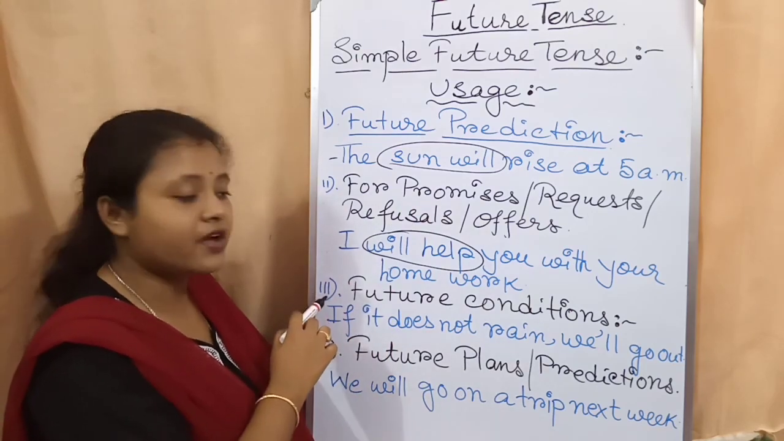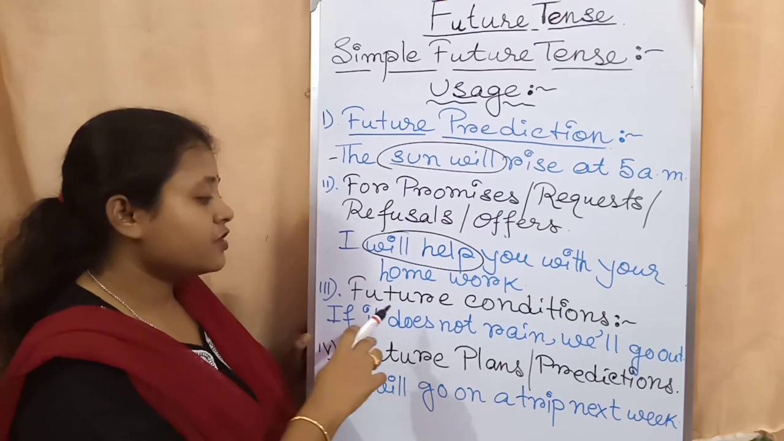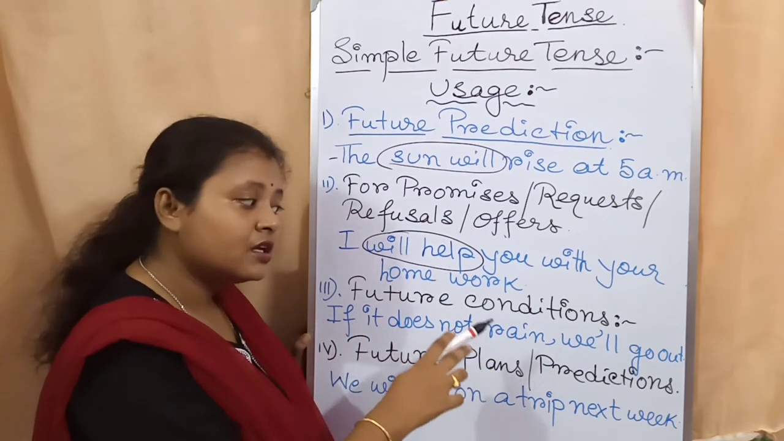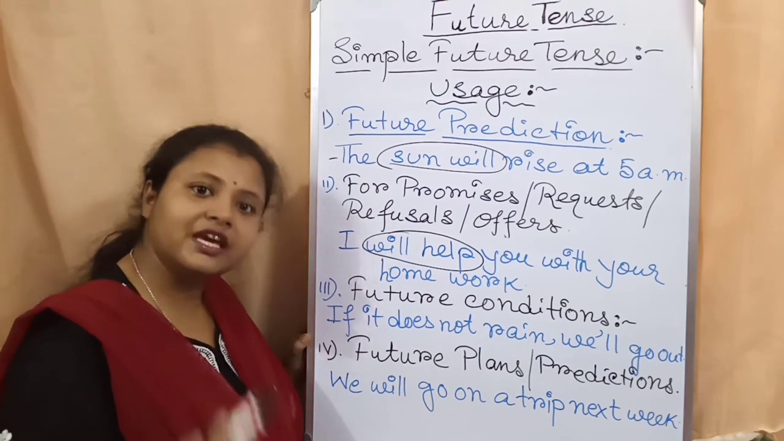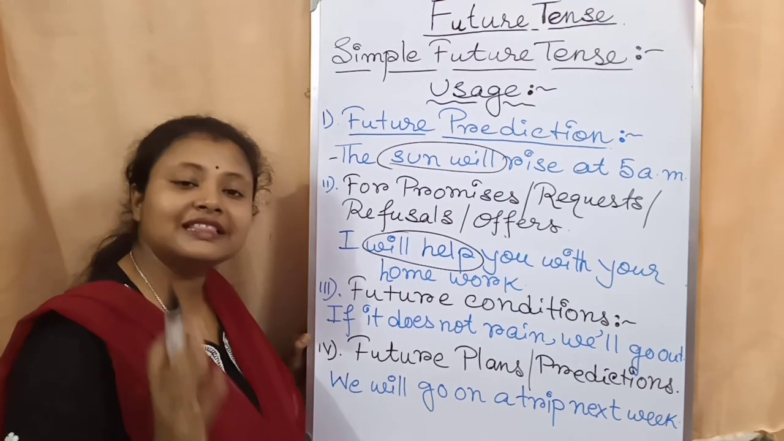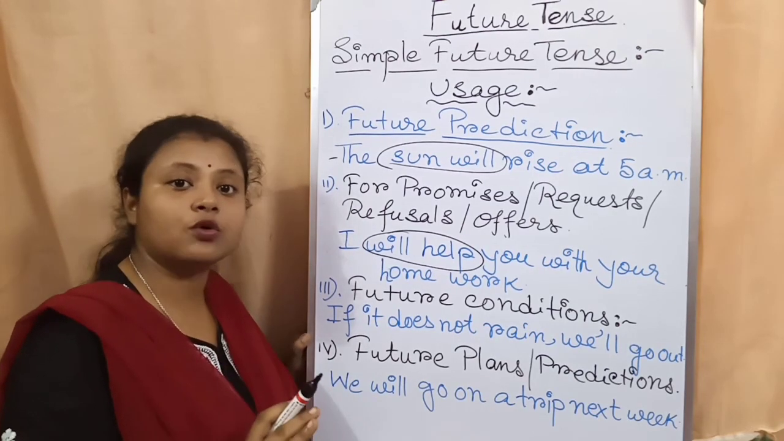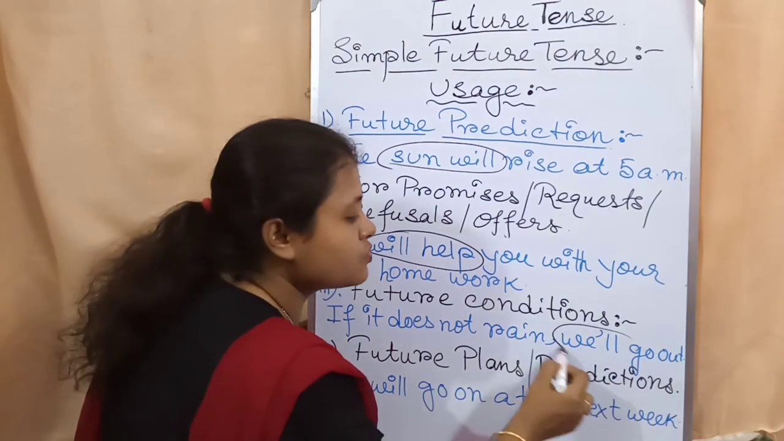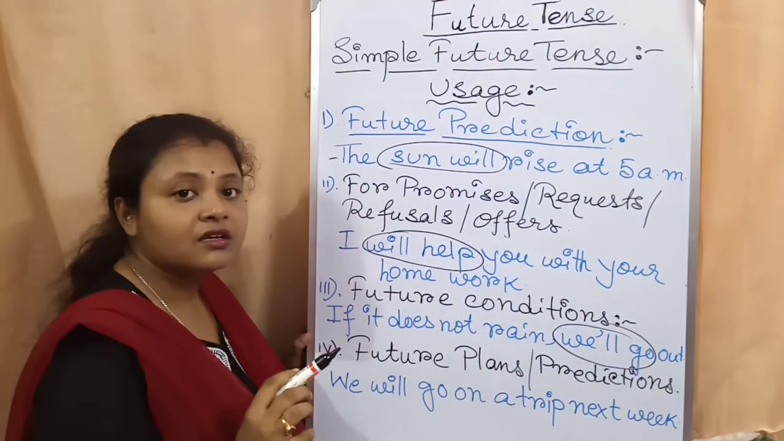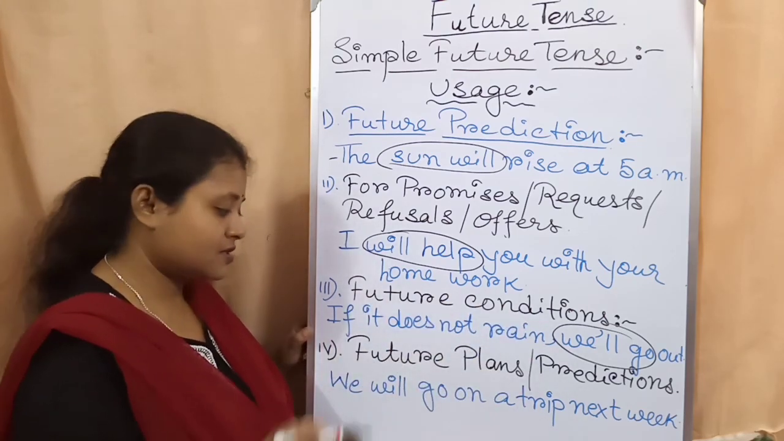Now come to the third point. Future conditions. If it doesn't rain, we will go out. So it is my condition. If it doesn't rain, then we will go out. Only in that case can we go out, if it doesn't rain. So this is my condition. So that's why I have used simple future tense here.